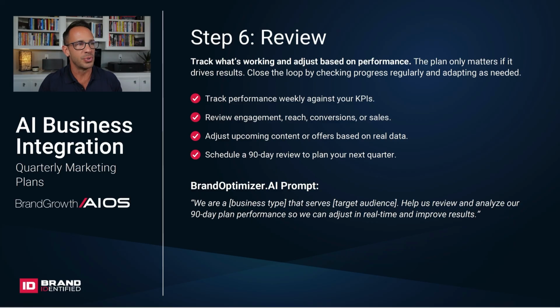So this brings us to the 6th and final step of this framework, and that is to review. Track what's working and adjust based on that performance. The plan only matters if it drives results. So close the loop by checking progress regularly and adapting as needed. You can do this by tracking the performance weekly against your KPIs, review engagement, reach, conversion, and sales, adjust upcoming content or offers based on your real data, and then schedule a 90-day review to plan your next quarter. And then once again, as always, I've given you another BrandOptimizer.ai prompt to help you out with step number 6.